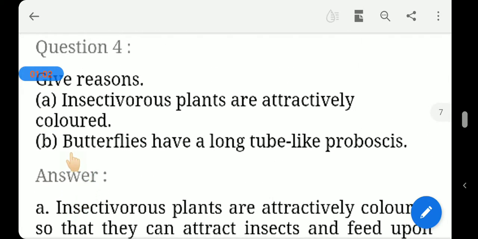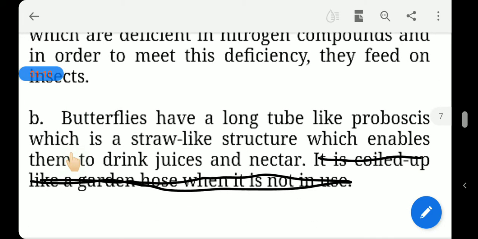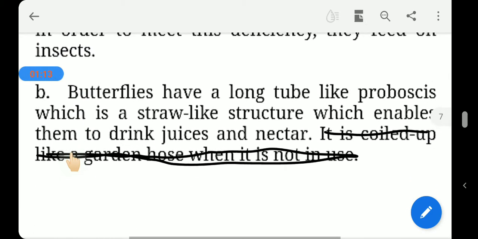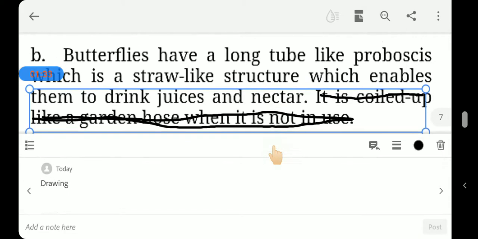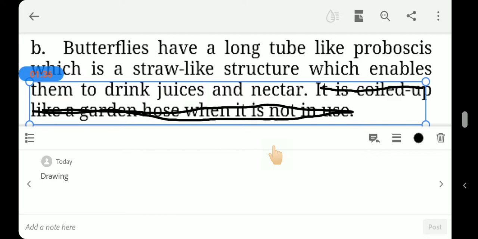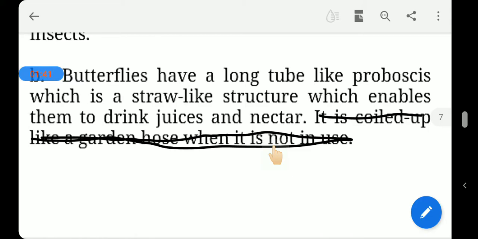Question number B we have as butterflies have a long tube-like proboscis. Butterflies have a long tube-like proboscis which is a straw-like structure which enables them to drink juice and nectar from the flower. This is, we can also say, the modification which we have seen in the butterflies. Modification or adaptation, also you can mention like this.